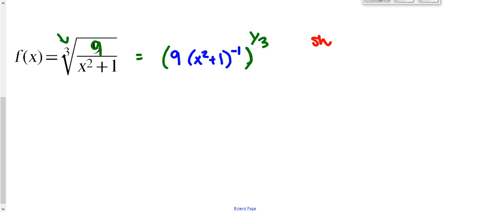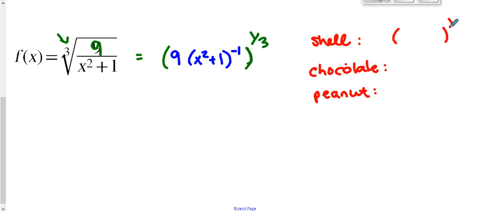So when we're finding our 3 parts, the shell on the outside, our next layer is chocolate, and then the peanut. Okay, so the shell, all the way on the outside, we have a 1/3 power. The next layer in, which is encasing the peanut, is the 9 and the -1 power. So we have 9 times a -1 power, and our peanut is the x squared plus 1.